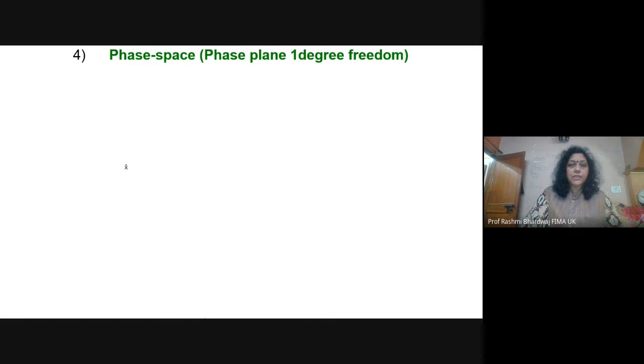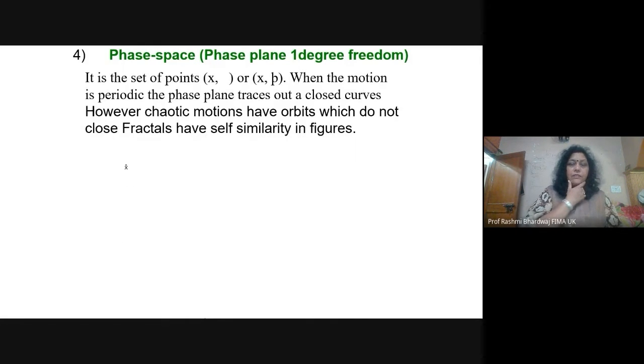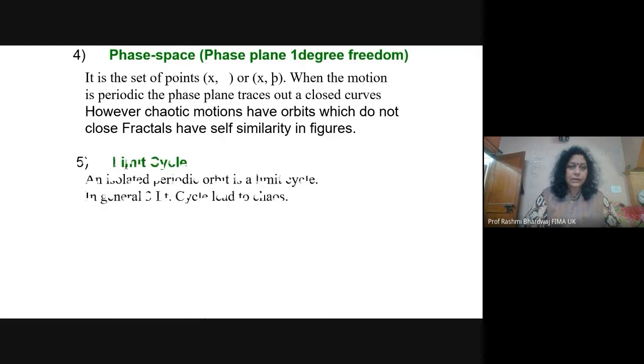And phase space, when we are talking about this also, yesterday we discussed, if you have a set of points x and x dot, we are saying the momentum. So when the motion is periodic, then the phase plane traces out a closed curve, and chaotic motion has orbits which do not close, and fractals have self-similarity in the figures, which yesterday we discussed in detail.